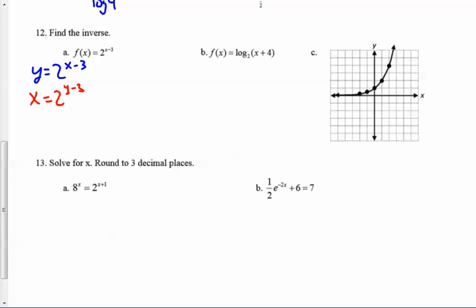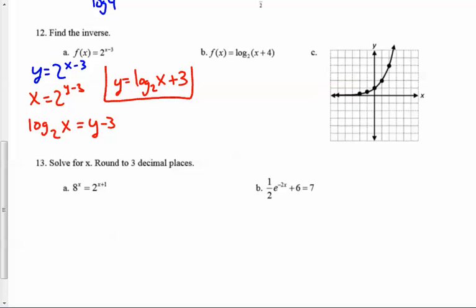Now I need to put it in logarithmic form. So I'll say log base 2 of x equals y minus 3. And now I need to solve for y. So I'll get y equals log base 2 of x plus 3. And that is the final answer. That is the inverse, when it's in logarithmic form.